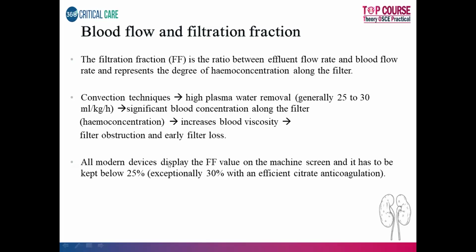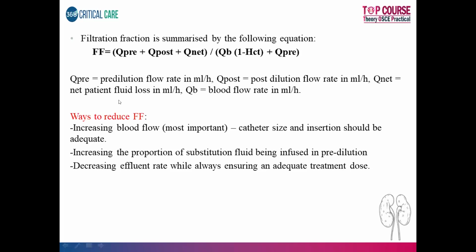So all the modern devices display this filtration fraction value on the machine screen, and it has to be kept below 25%. And if you are using efficient citrate anticoagulation, an increase to 30% can be accepted. So this filtration fraction is important. Basically what I told, it is nothing but the effluent flow divided by the blood flow. So how to reduce the filtration fraction? Most important factor is you have to increase the blood flow. It is in the denominator, so you need to increase the blood flow.